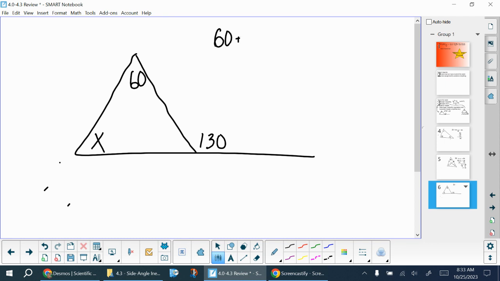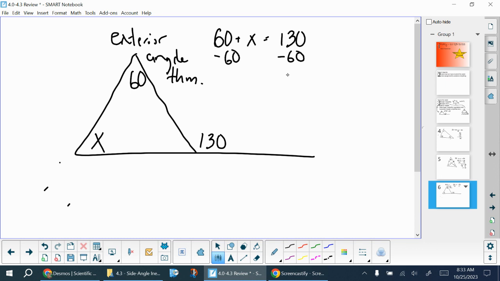So I could say 60 plus x equals 130. That's using the exterior angle theorem. And that's a pretty easy equation to solve. I just take away 60 from both sides, and x is 70.